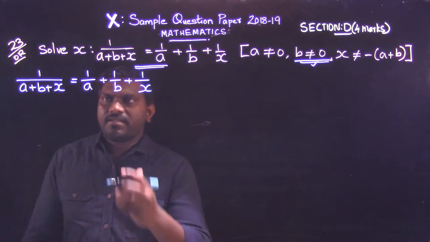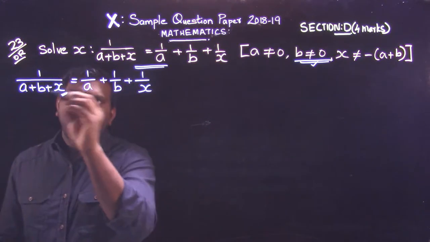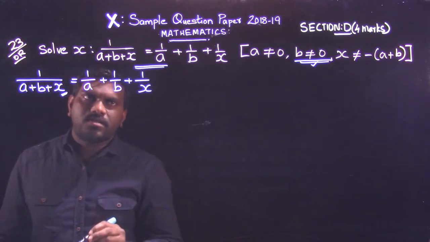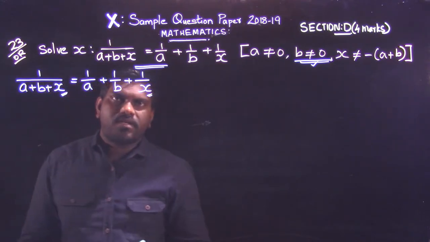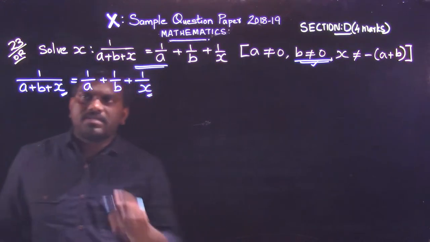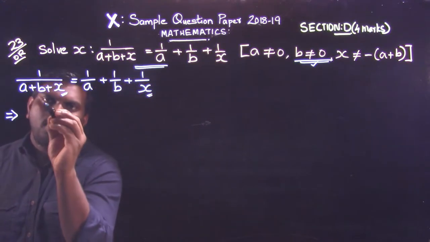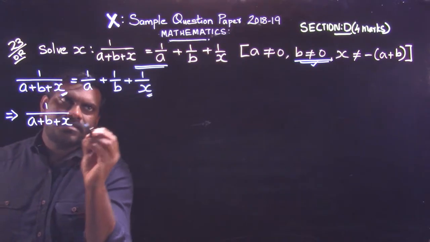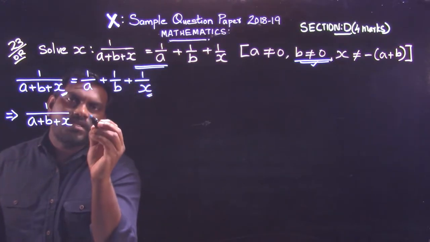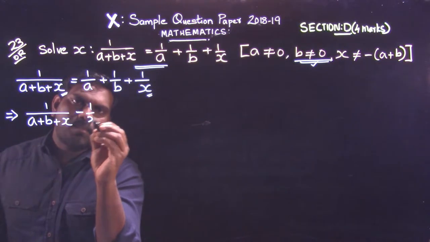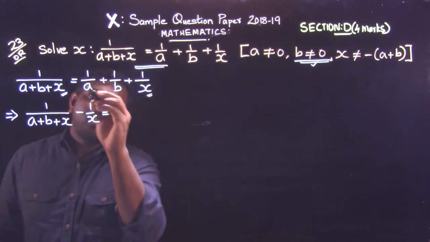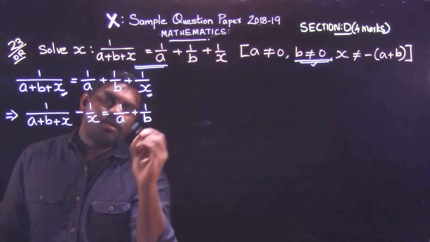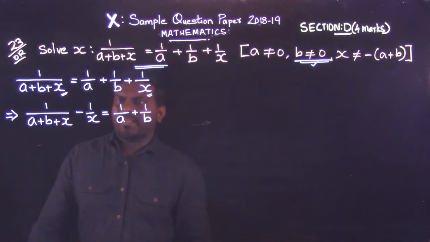Fine. In that case, this term has an x term, and this also has an x term, right? So I will take that to one side. Thus I will get 1 by (a plus b plus x), and this will come all the way down here, so minus 1 by x is equal to, these two are already on the other side, and I don't need to worry much about it, and this is what I get.